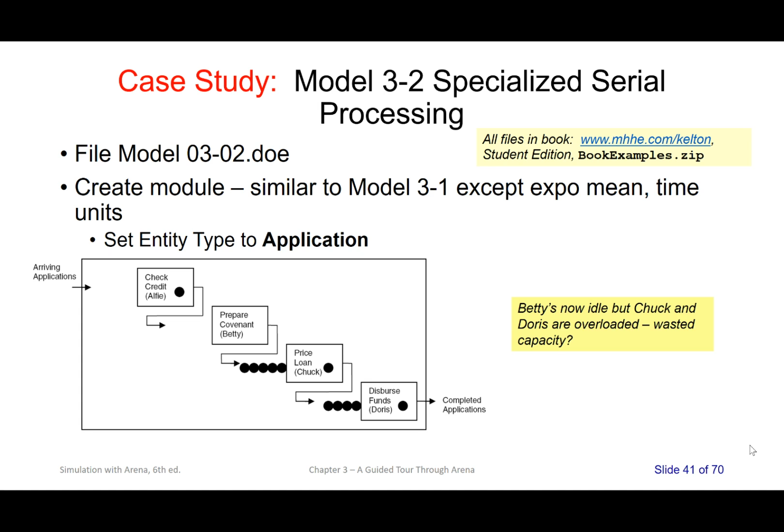So let's look at model 03-02.DOE. You can create the module, which is similar to module 3.1, except the expo, mean, and time units are included here. Set the entity type to application.